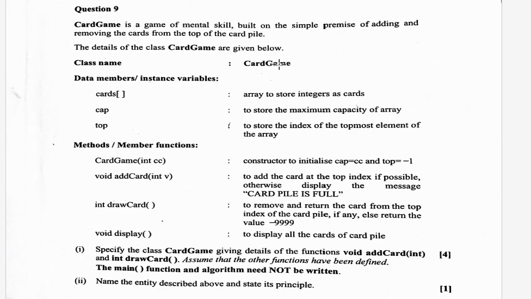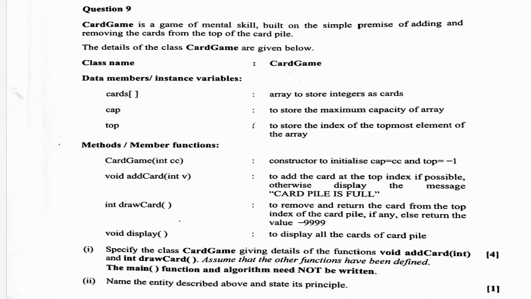Hey guys, this is question number 9 of IC 2024 Computer Science paper. The question says you have to define a class called CardGame, where you have an array by the name cards. You have two variables, capacity and top. Then you have a parameterized constructor, addCard, which will add a value to that cards pile, and then drawCard, which will take off the card from there.